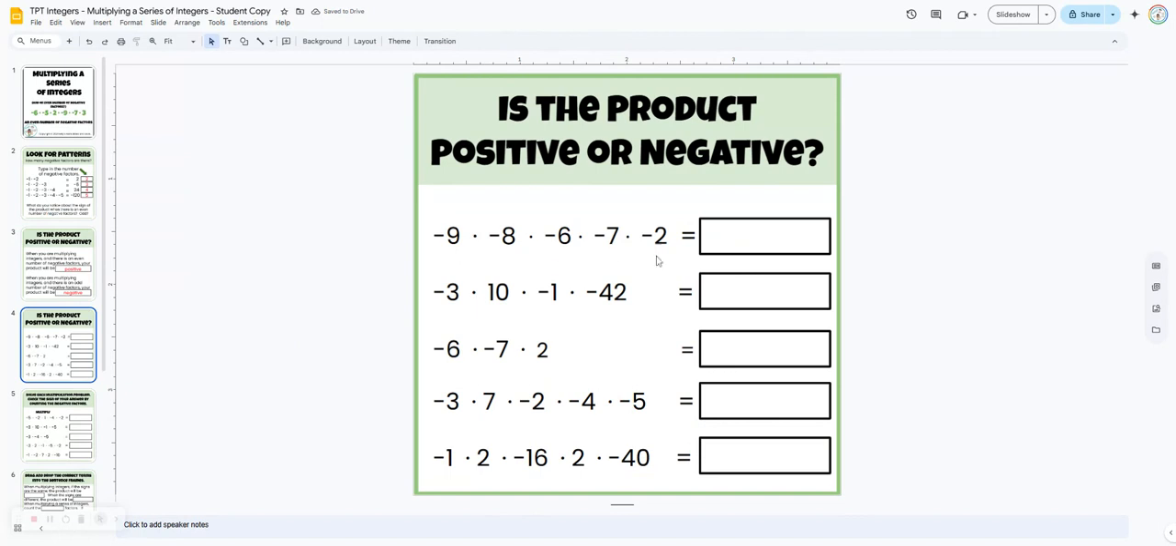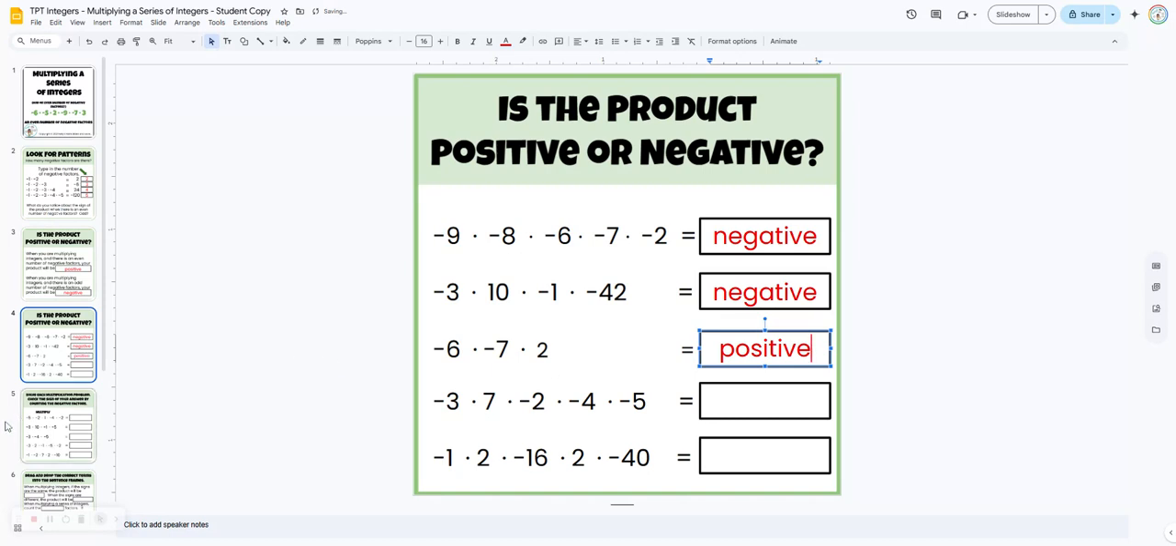Now on the next slide, we're not looking for an answer here, we're just looking for positive or negative. So they're going to count the negative factors, and they need to be careful because some of these numbers are positive. So we're just counting the negative factors. So 1, 2, 3, 4, 5. That's an odd number, so it's going to be negative. 1, 2, 3, odd number, that's going to be negative. Here there's 2. So that's an even number, it's going to be positive, and so on.